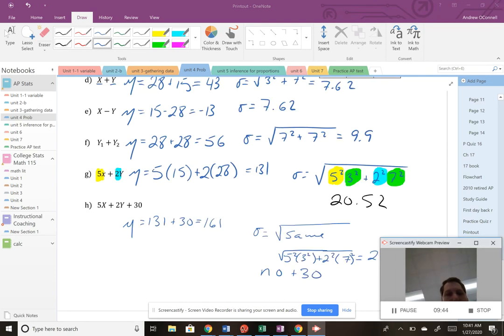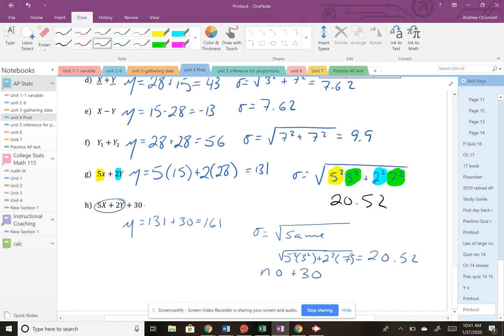All right, and I only have a couple seconds, so I paused it and I wrote out the same stuff for H. It's exactly what the means were, same as before, added 30, but you don't add 30 to the standard deviation. It's the same.